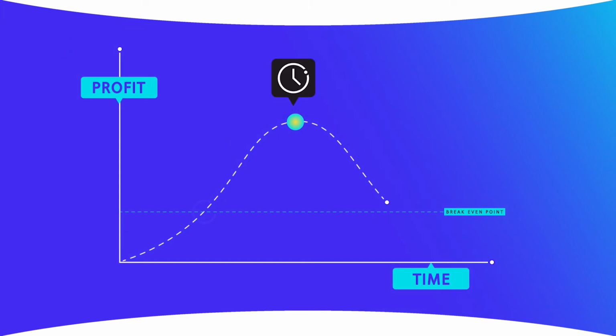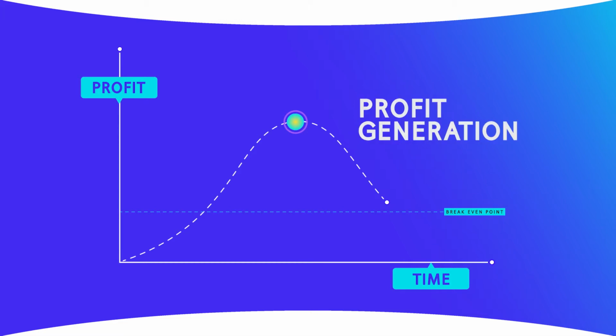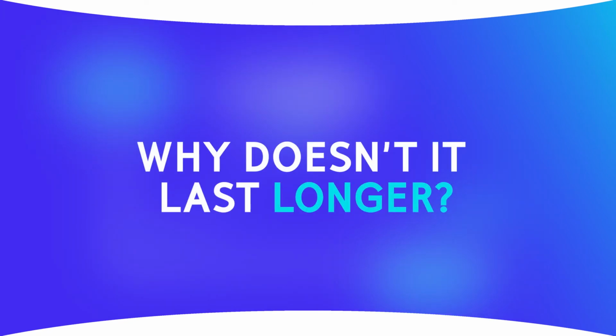Time is a key factor in this journey. The faster you can accelerate an employee to peak performance, the greater cost savings you can achieve and the higher profit generation you can assist the employee to contribute. Peak performance typically lasts anywhere from 2 to 4 years. But why doesn't it last longer?